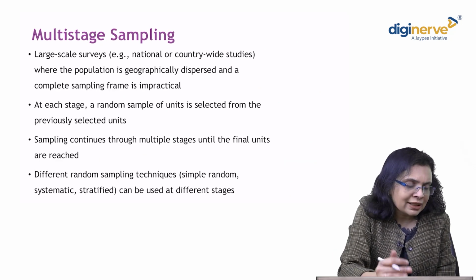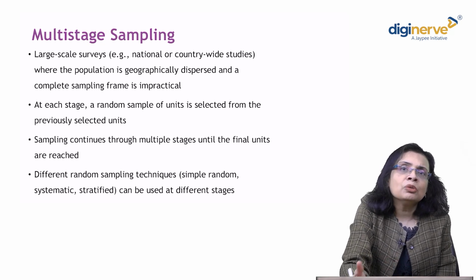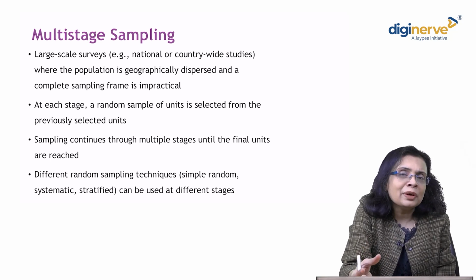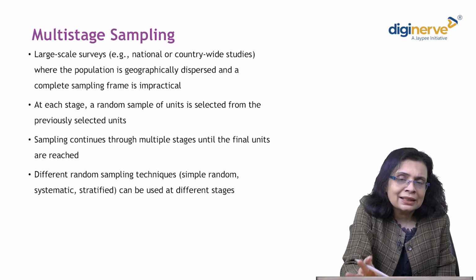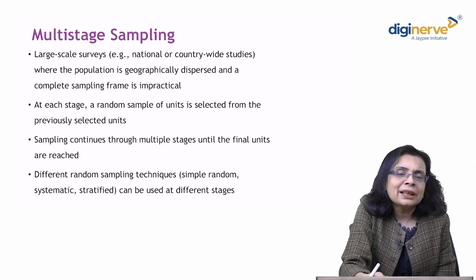So now let's talk about the next kind of sampling, which is multi-stage sampling. So examples are the large scale surveys, for example national or countrywide studies. Maybe in a study you want to include individuals from all the states. So how do you ensure that your sample represents the entire state properly? So the population may be geographically dispersed, and a complete sampling frame becomes impractical.